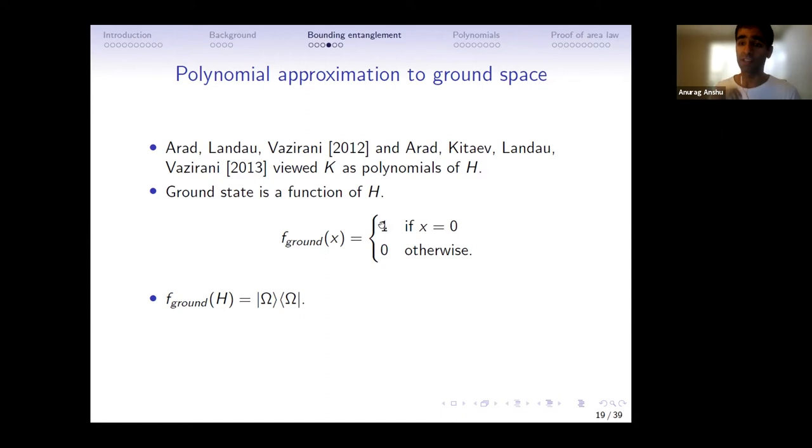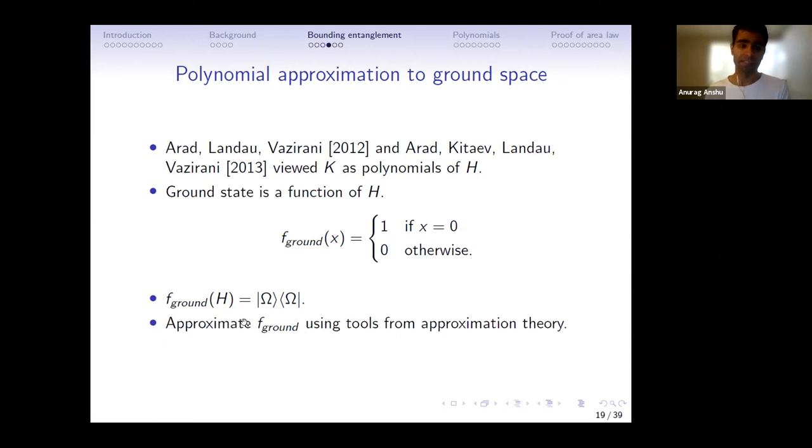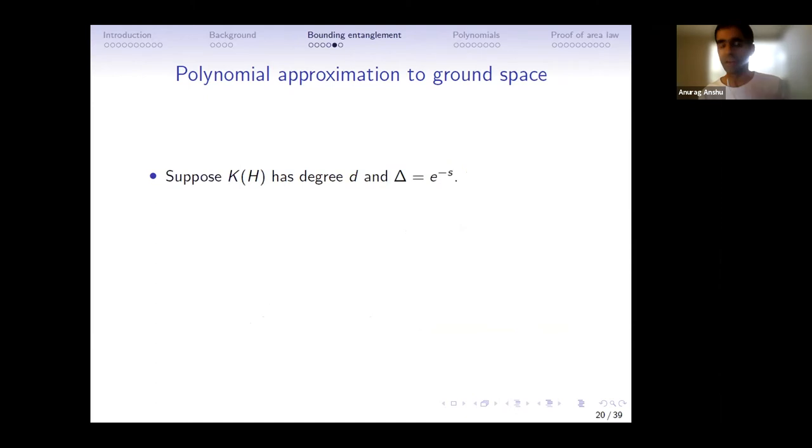So here's a function which is very ill-behaved. It peaks at one point and it's zero everywhere else. And it's natural to expect that you will want to approximate it. I'll talk more about this polynomial approximation in the coming slides, approximating f ground using tools from approximation theory. Let me explain why polynomial approximation seems to be a nice way to understand Schmidt rank and so on. So let's say this polynomial K of H has degree D, some small number D, and its approximation error is something like e to the minus S.